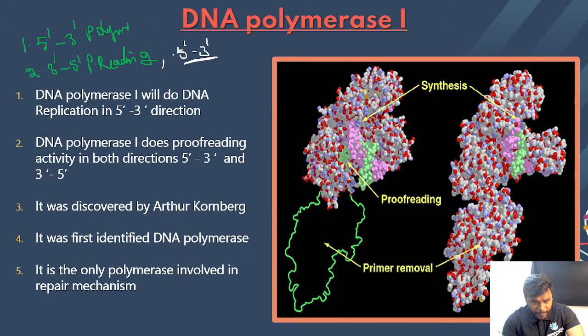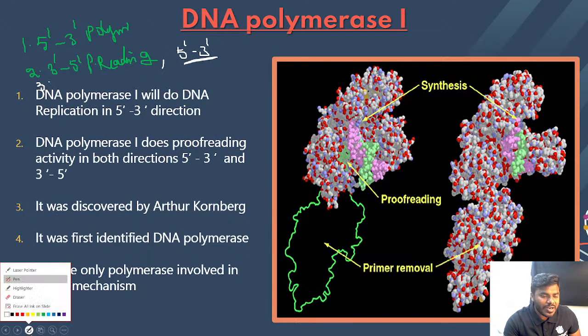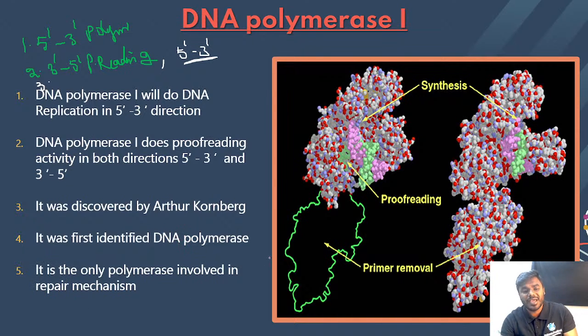Next and a very important one you people have to remember, my friends, most important one, DNA polymerase 1 is the major enzyme involved in the DNA repair mechanism. This is a really important function. I want every one of you to remember this. Another specialized function I would like to highlight about DNA polymerase 1 is that this is the one which will be involved in removing the primer.